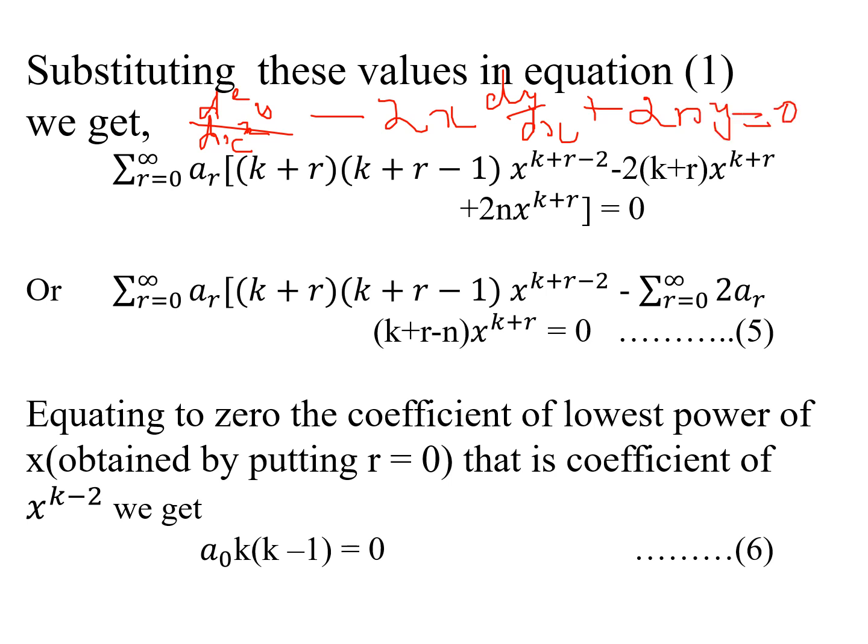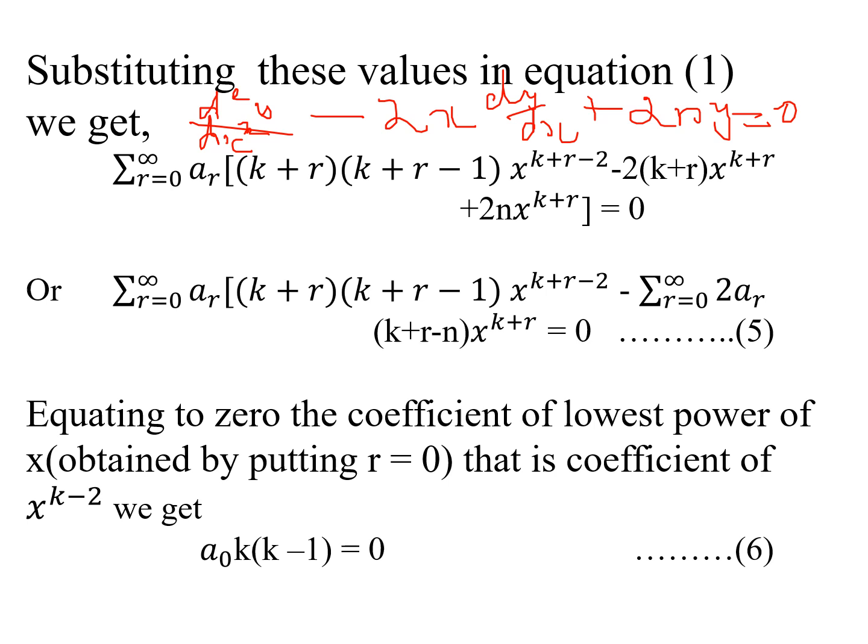This is equation 1. d squared y by dx squared is summation r varies from 0 to infinity a_r (k plus r) into (k plus r minus 1) x power k plus r minus 2. Next term is minus 2x into dy by dx. We know that dy by dx is (k plus r) into x power k plus r minus 1. But already one x is there. Therefore, this term becomes x power k plus r. This term is 2n y, x power k plus r, is equal to 0.